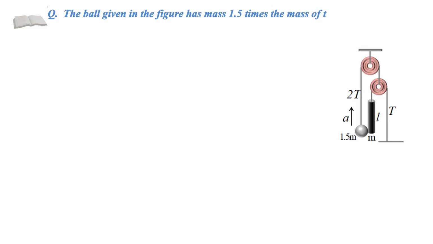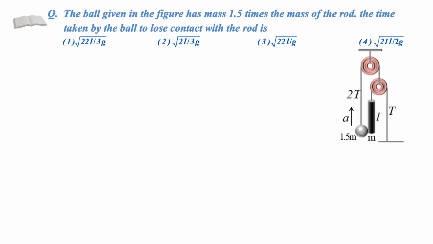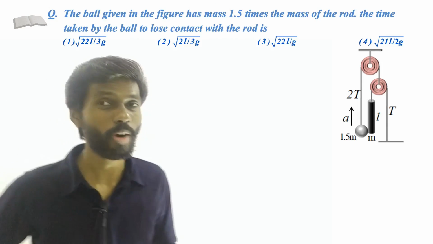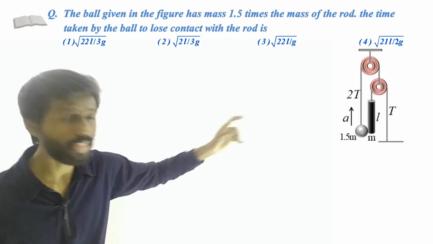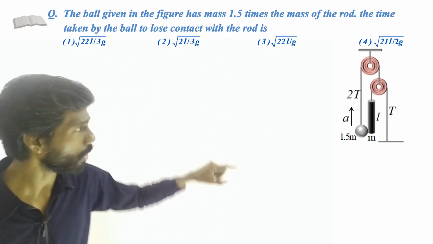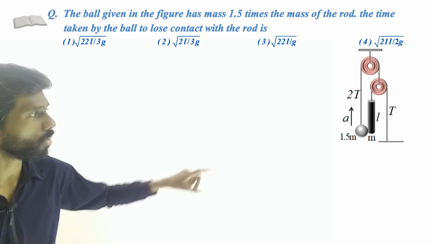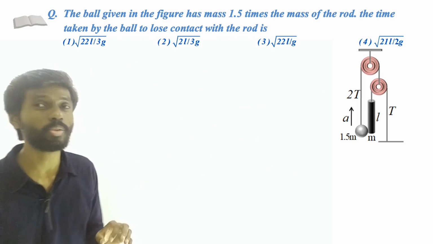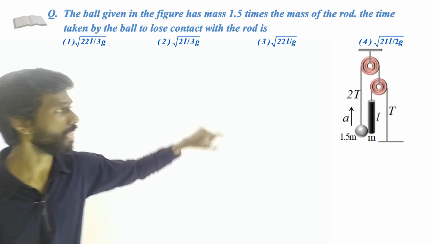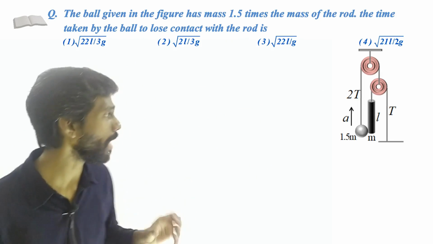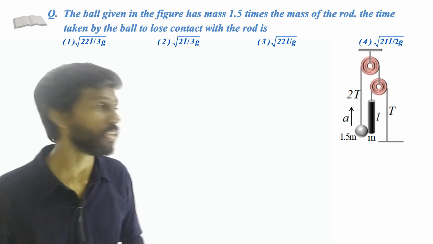The ball B given in the figure has mass 1.5 times the mass of the rod. The time taken by the ball to lose contact with the rod is? Here two pulleys are there, one of which is a fixed pulley at the top and another pulley that is a moving one. Now there are two strings. One string is attached to the ground and the other end is attached to a rod of length L, and then another string is attached to a ball of mass 1.5 times the mass of the rod.